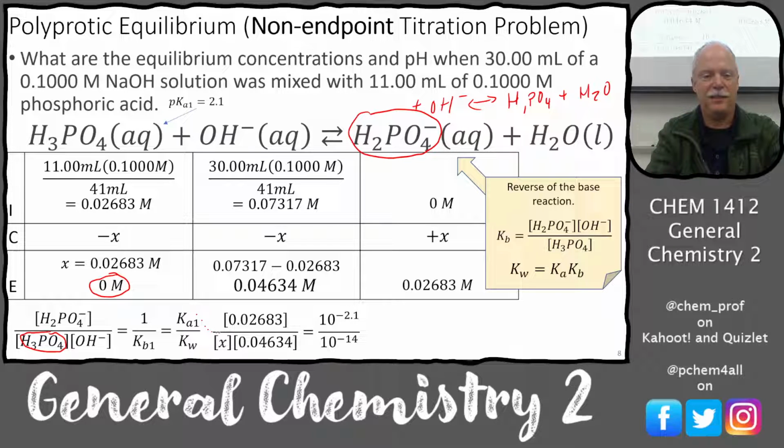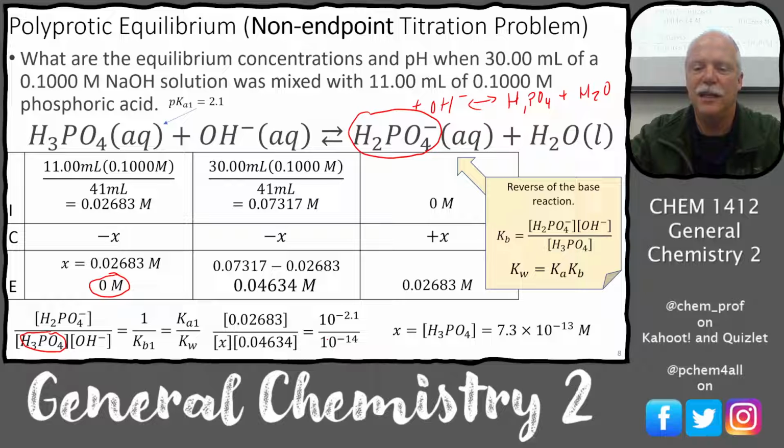So I have X down here, and I have all of the other numbers. If you're not following me, go watch the video. This is just a side trip to get rid of that 0 just for fun. Okay, so X is 7.3 times 10 to the minus 13. That's pretty close to 0.